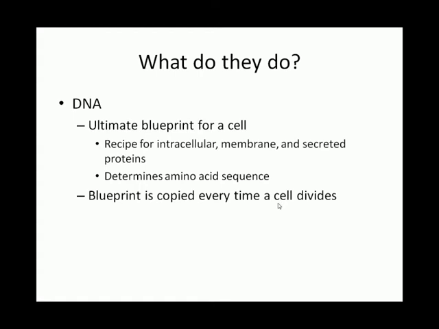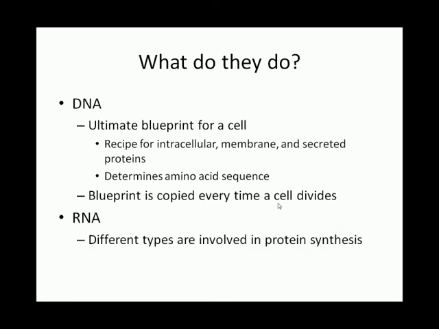The second type of nucleic acid is RNA. There are many different kinds of RNA, a few of which are involved in protein synthesis. One such type is messenger RNA, abbreviated mRNA, and carries information from DNA to the protein-making machinery in the cytosol.